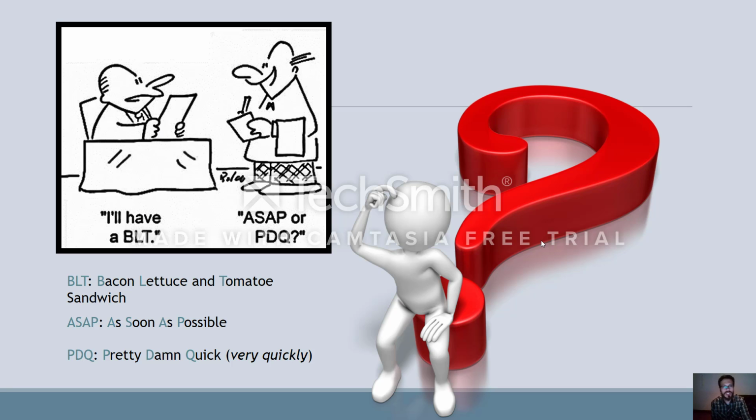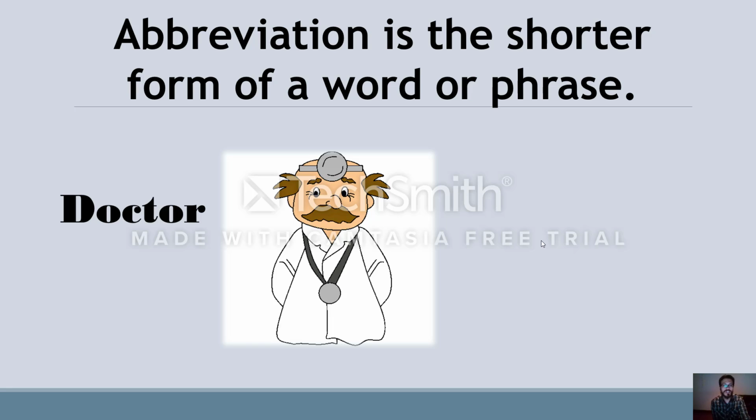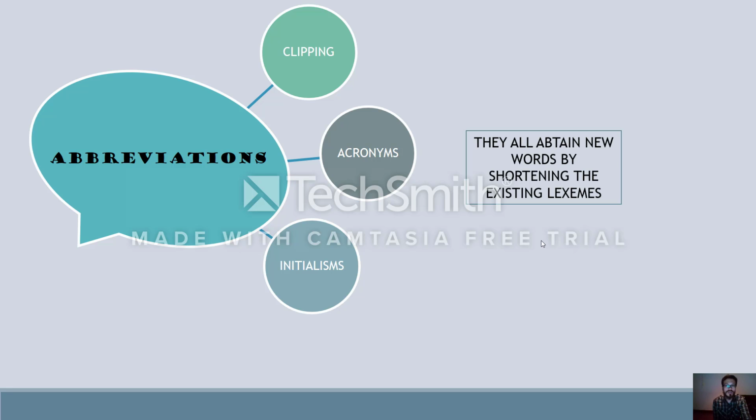I wanted to show you this example to introduce you to the topic and to show you how useful abbreviations are in our daily life. If we go to the definition, an abbreviation is the shorter form of a word or phrase. For example, the abbreviated form of the word doctor is DR. There are three different methods we can use to abbreviate words: clipping, acronyms, and initialisms. With these three methods, we can obtain new words by shortening the existing lexemes.